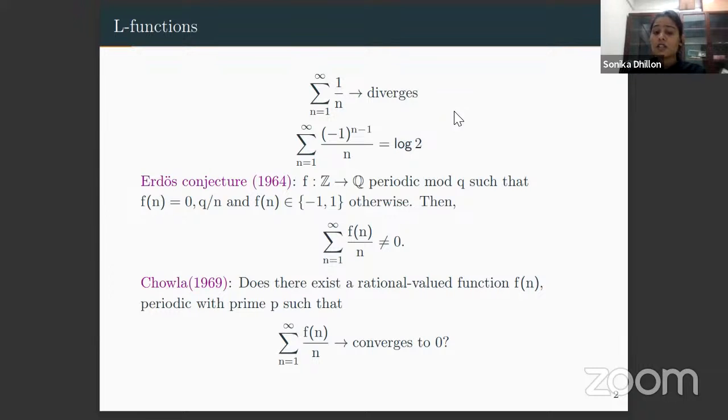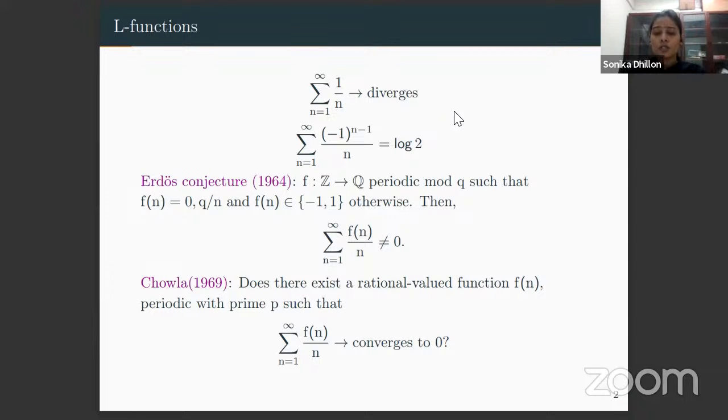And in fact, here he took the function which takes plus minus 1 value. And in 1969, Chowla proposed another question: what happens if instead of plus minus 1, it takes some rational values? So he proposed the question: does there exist any rational valued function for which this series converges, and it converges to 0?